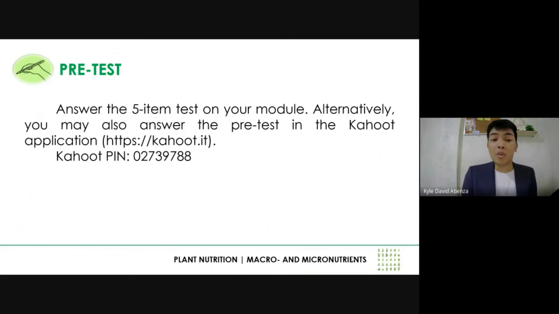Alternatively, you may also answer the pre-test in the Kahoot application. The link is in the screen. And write the pin 027397888. After playing in the Kahoot application, you should be able to see your score together with the scores of your classmates.